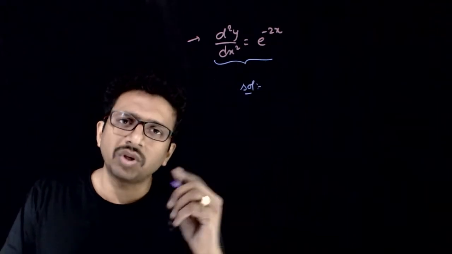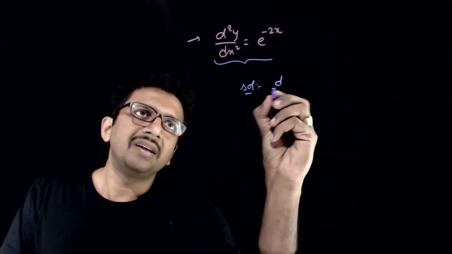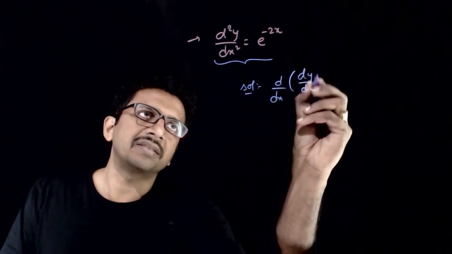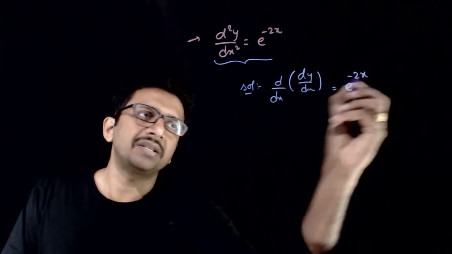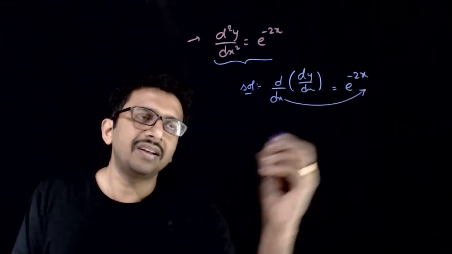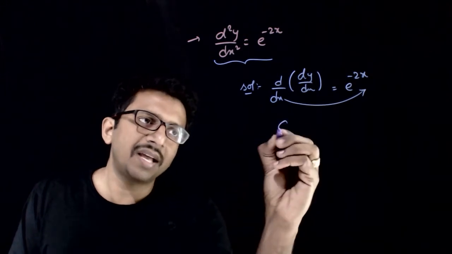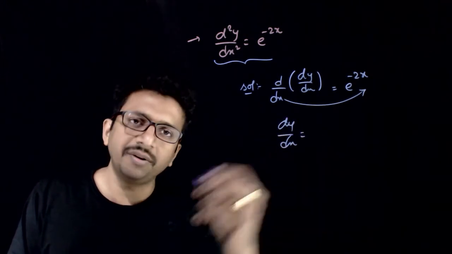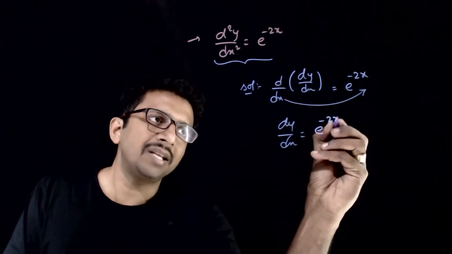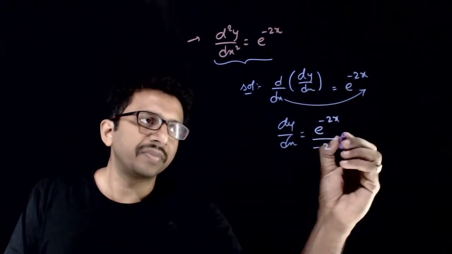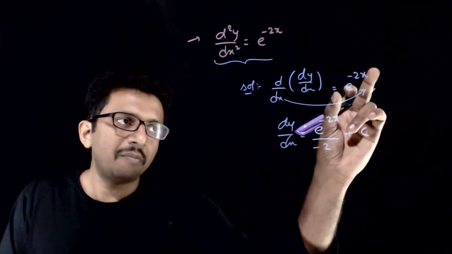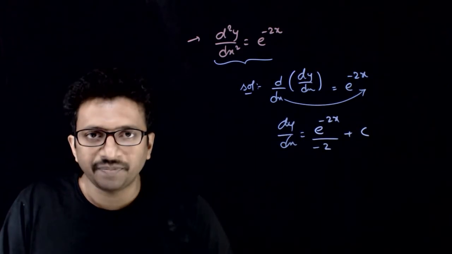So if you integrate this once, how can I write this? This can be written as d by dx of dy by dx is equal to e power minus 2x. If I send this dx to this side and integrate on both sides, I get dy by dx is equal to the integration of e power minus 2x, which is e power minus 2x by minus 2, plus some integration constant, c.